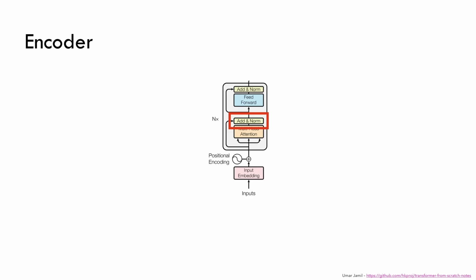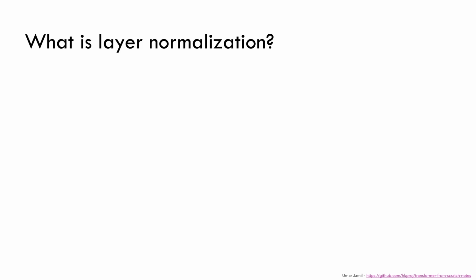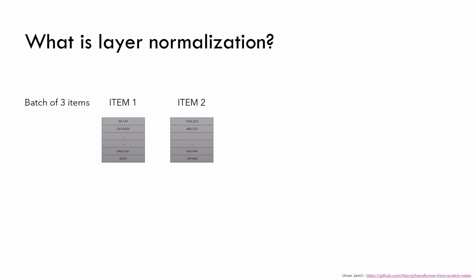Our next layer in the encoder is the add and norm. And to introduce the add and norm, we need the layer normalization. So let's see what is the layer normalization. Layer normalization is a layer that, okay, let's make a practical example. Imagine we have a batch of n items. In this case, n is equal to 3. Item 1, item 2, item 3.